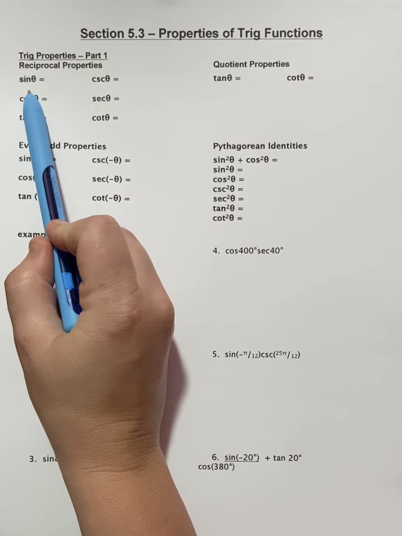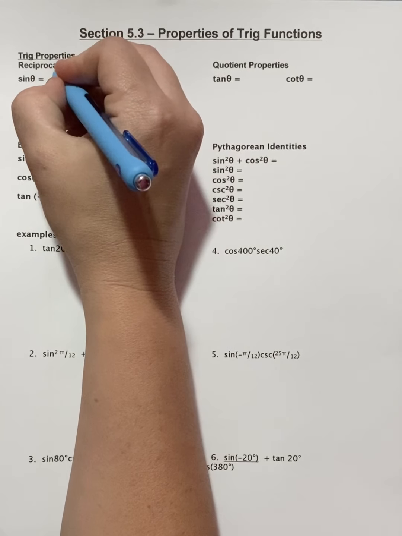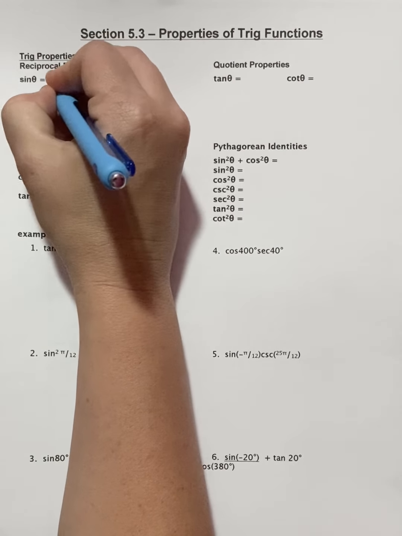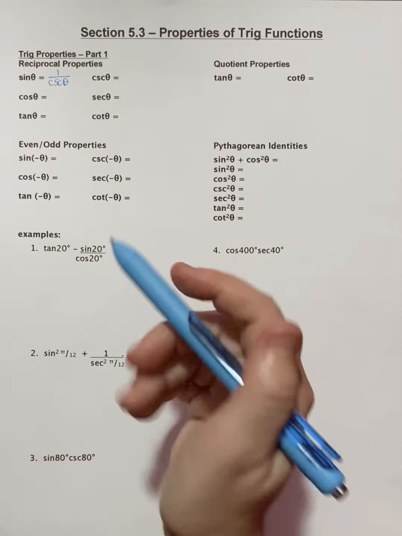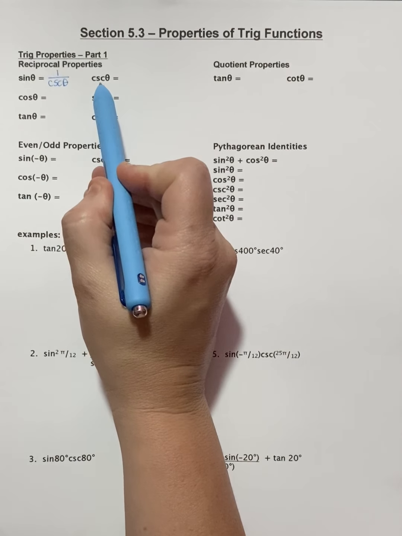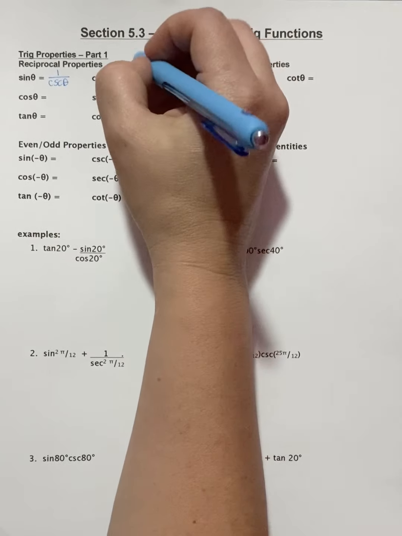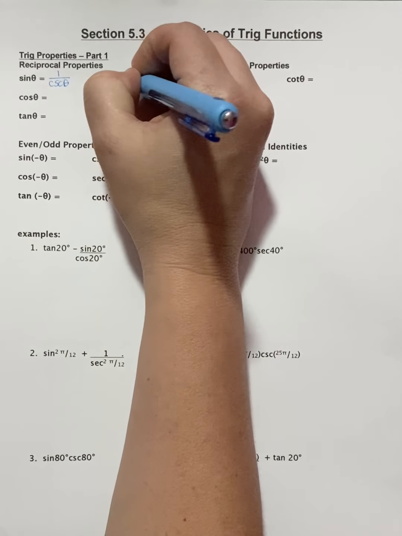Sine's reciprocal is cosecant. So this property looks like this. Sine of theta equals 1 over cosecant of theta. Reciprocal means flip it upside down. All right, going over here, cosecant's reciprocal is sine. So we write this as 1 over sine theta.